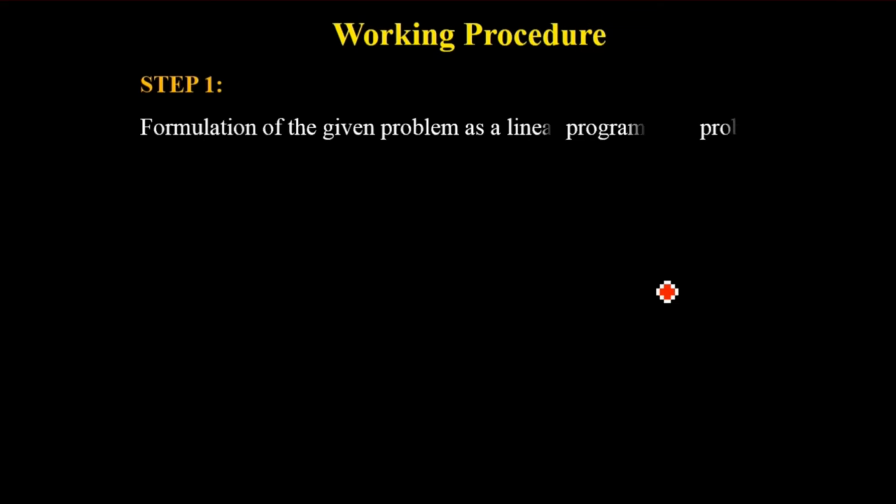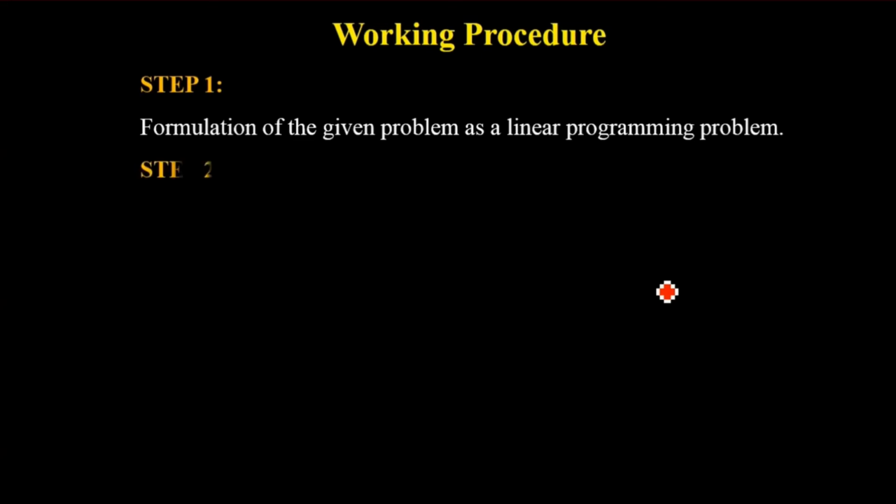Next is our working procedure, how this method will work. This method will work using three steps. One is the formulation of the given problem as a linear programming problem, which we have already seen. The modeling part means how the physical problem can be transformed into a linear programming problem using mathematical techniques.